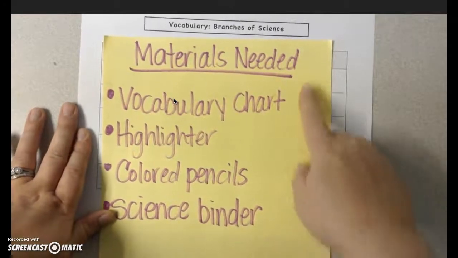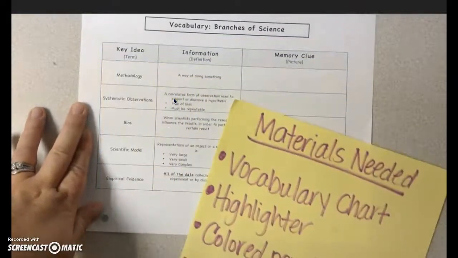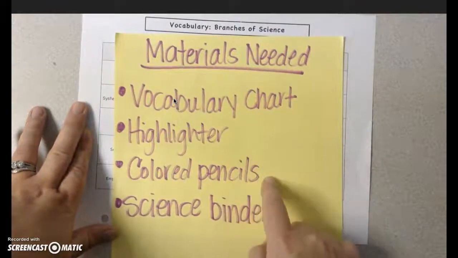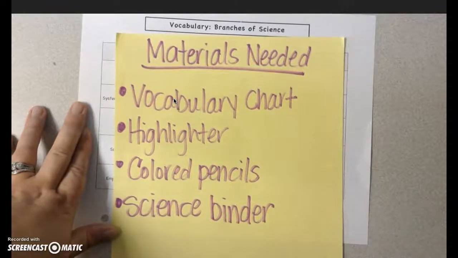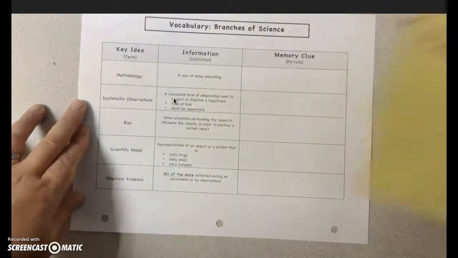The materials that you need for this video are a vocabulary chart that looks like this, a highlighter, colored pencils, and your science binder. So pause the video and go get these things if you don't have them already.